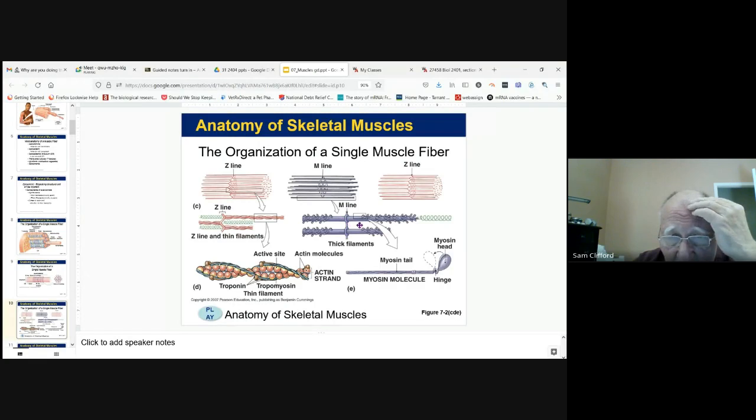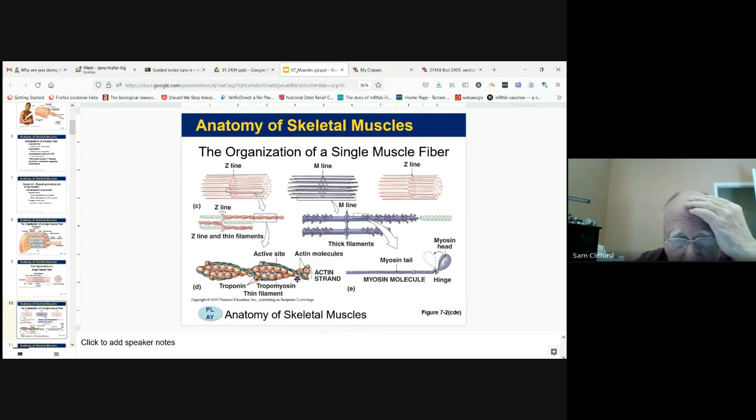The thick filaments are called myosin. Each of these little tails has a myosin head and a hinge, and that's the myosin tail. So all the myosin thick filaments have all of these little extensions that are called a myosin head and tail. And you notice how they are directed toward the Z line, and we'll tell you why coming up.